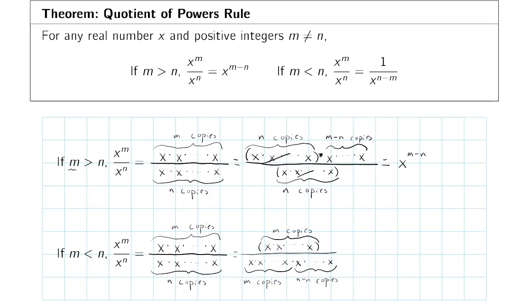And so again, I'm going to cancel common factors between my numerator and denominator. And in my numerator, I'm just left with 1. In my denominator, all I'm left with is my n minus m copies of x. In other words, x to the power n minus m.